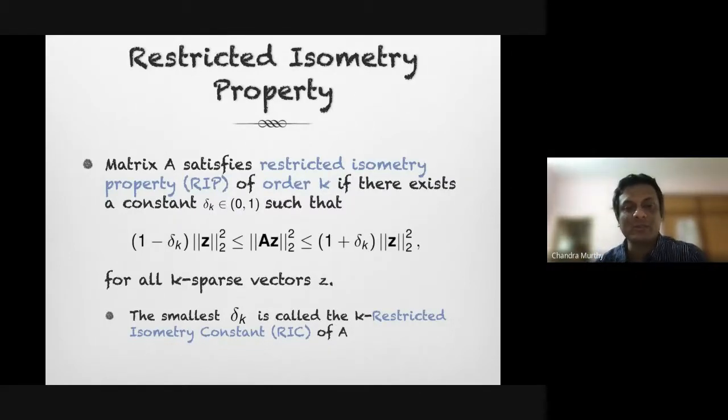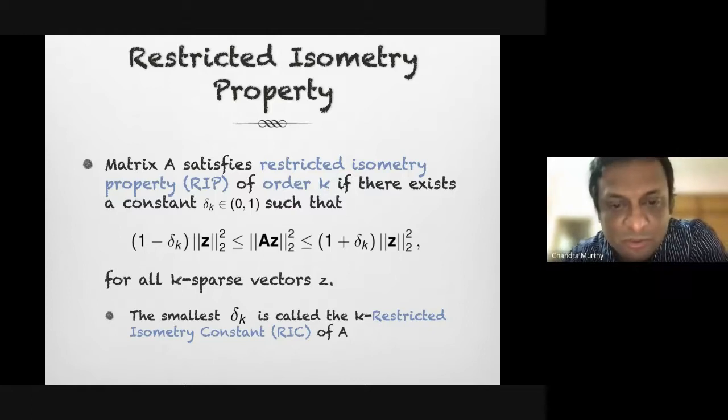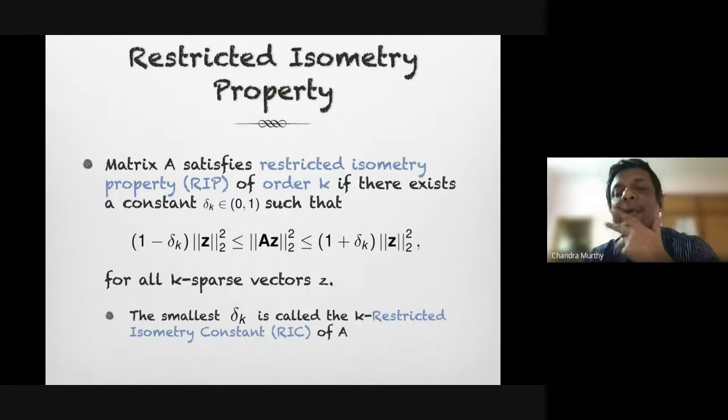Okay, now I'll give you one more example of the kind of recovery guarantees one can give, which is based on what is called the restricted isometry property. We say that a matrix A satisfies a restricted isometry property of order k if there exists a constant delta_k between 0 and 1. So if delta exceeds 1, that doesn't count. I mean, we don't want that kind of deltas. But if there exists a constant delta_k, which belongs to the interval 0 to 1, such that (1 - delta_k) times the L2 norm of z squared is less than or equal to the L2 norm of Az squared, which is in turn less than or equal to (1 + delta_k) times the L2 norm of z squared.